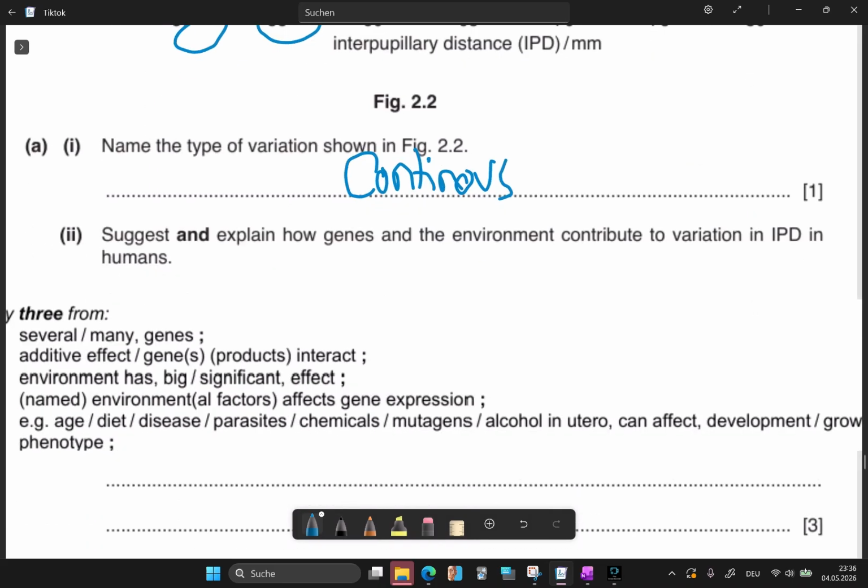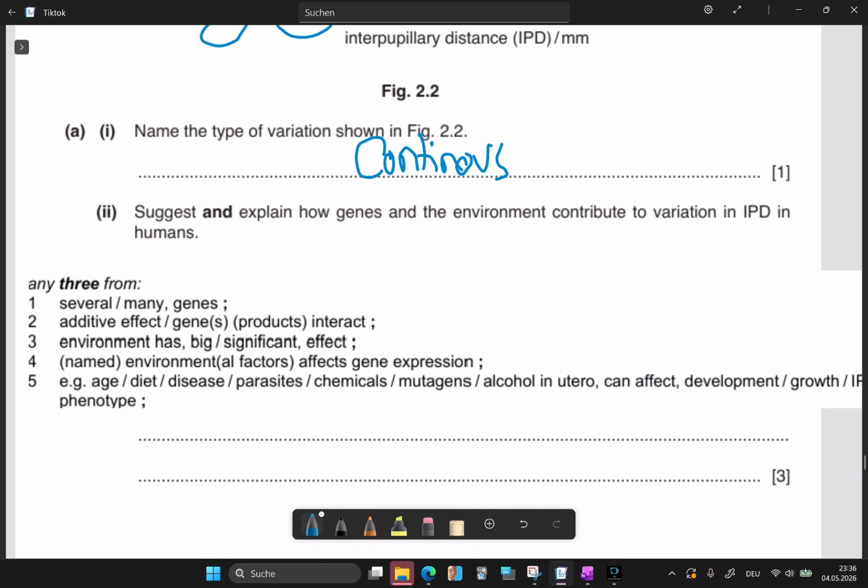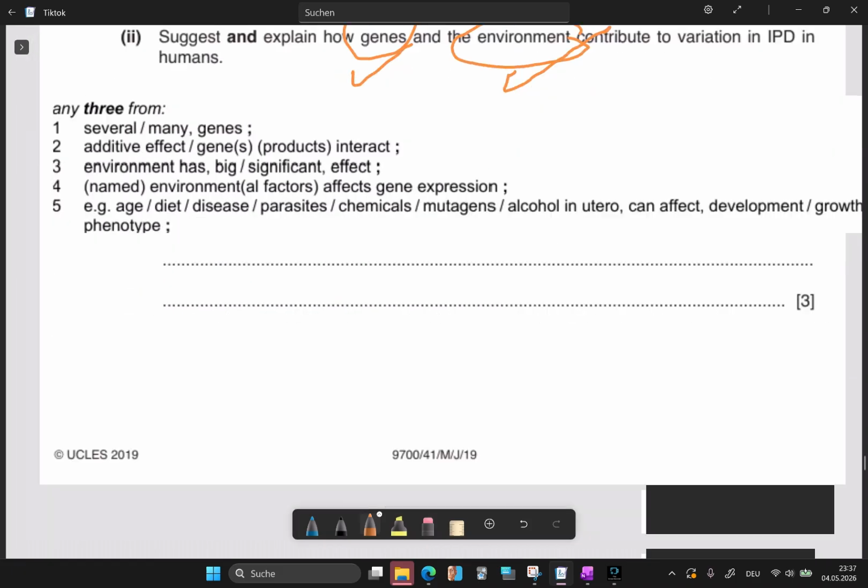Then it asks us to explain how genes and the environment contribute to this variation. So this is what we said a while ago: in those answers, please always underline so we don't forget anything. So for genes, we have to answer this, and then we have to answer the environment. Okay, so firstly, genes. Many genes affect this, and they have an additive effect, and changing one gene will not have a major effect on the phenotype. So now we answered the gene part. What about the environment part? The environment does have a significant effect on the phenotype, and the environment can modify the gene expression. And you can always mention examples, of course.